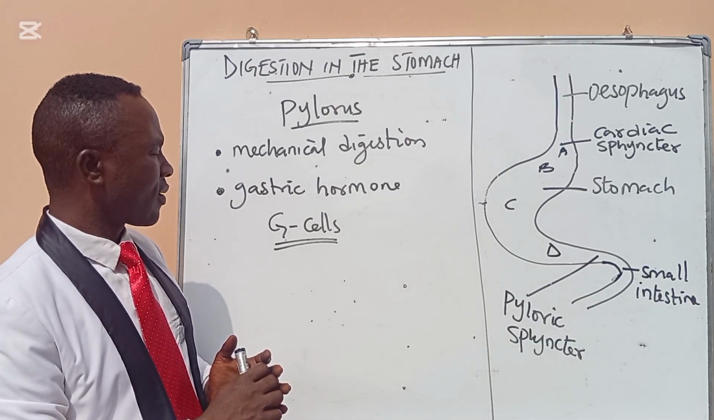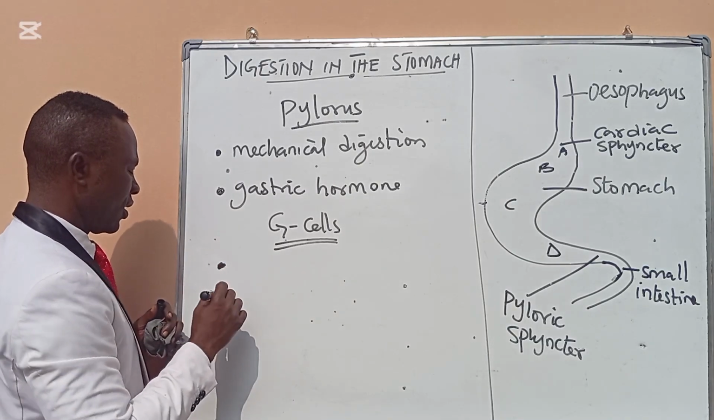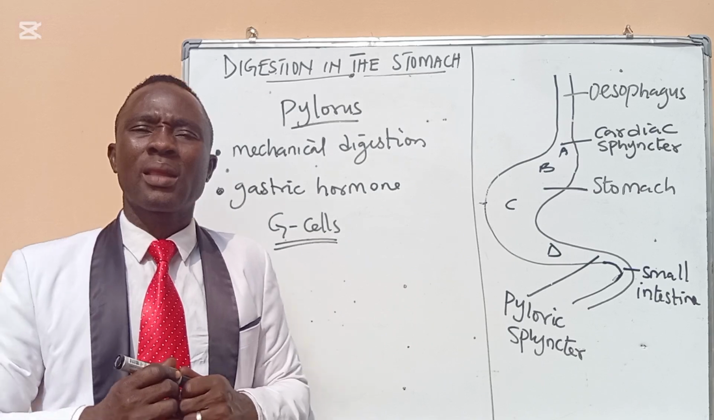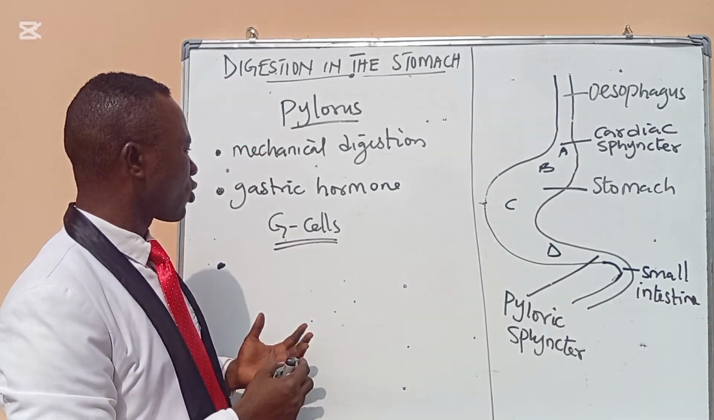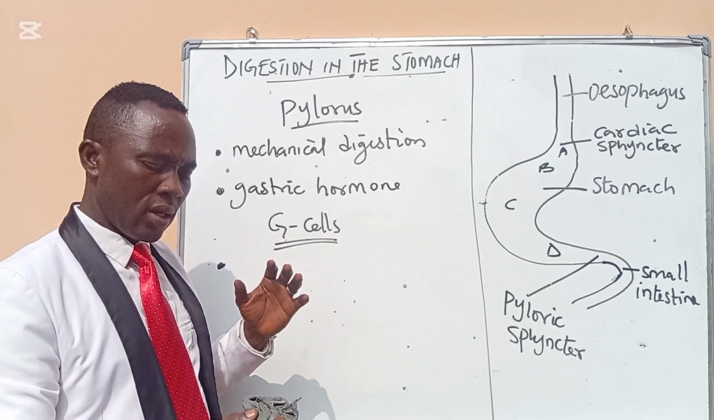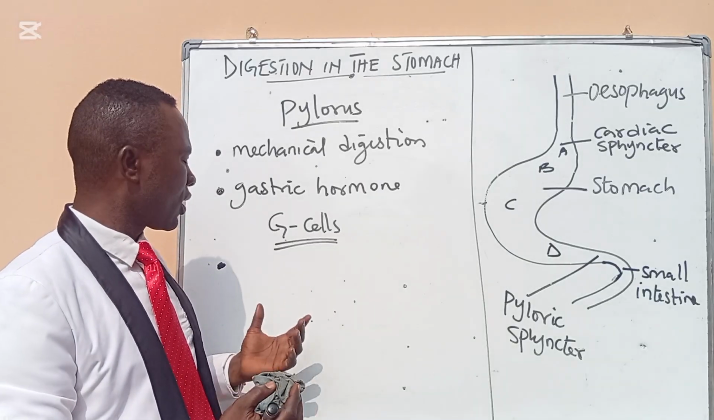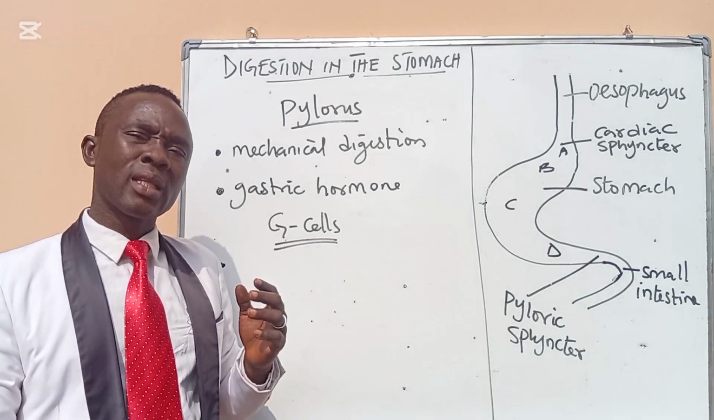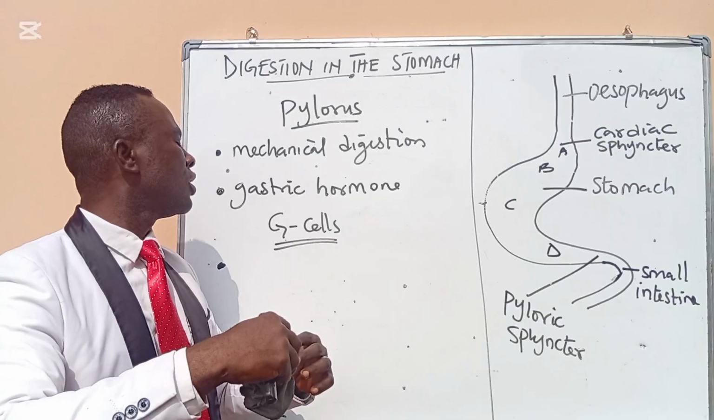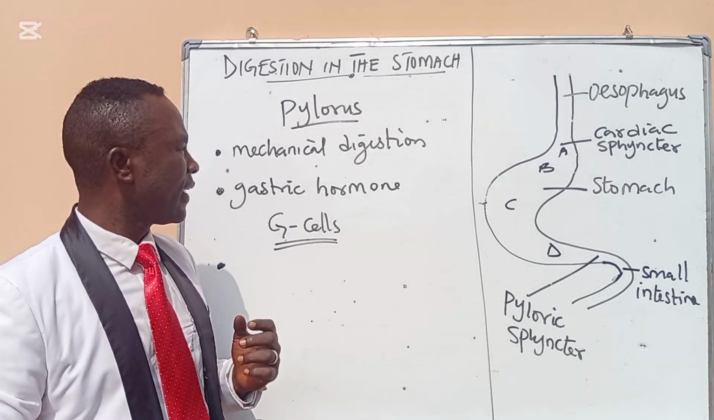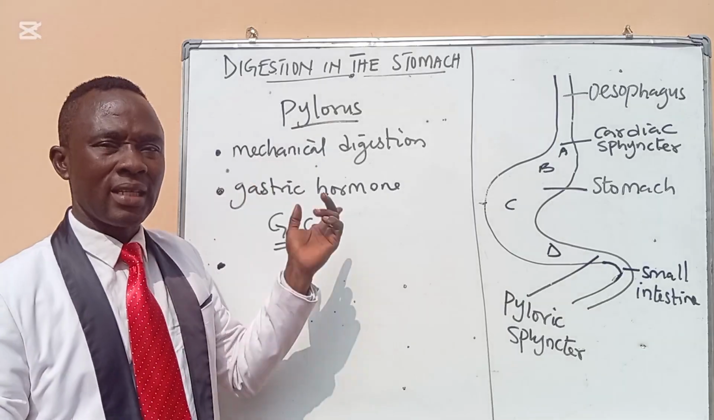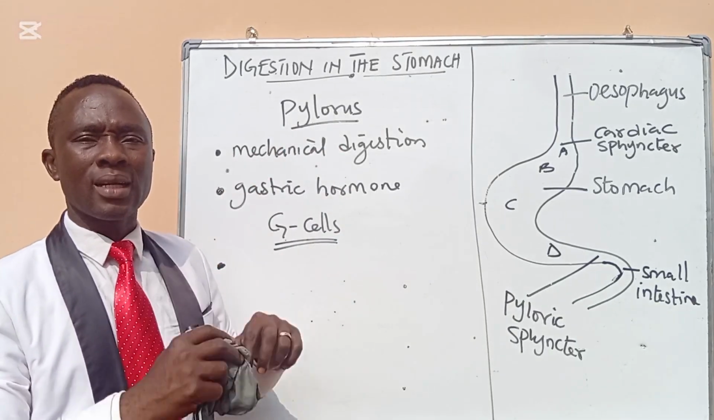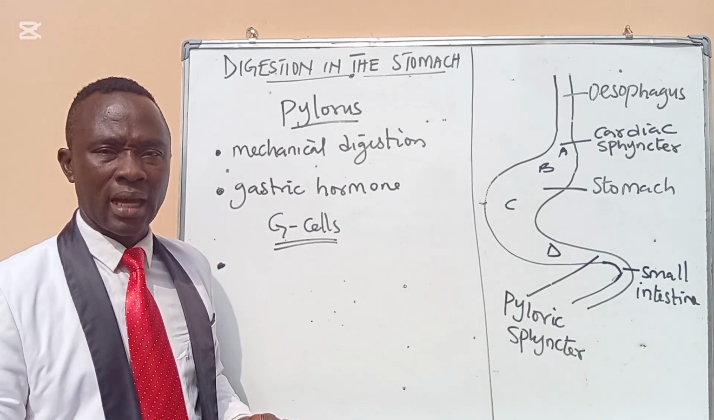Another function is that it controls the entrance of food into the stomach. So movement of food in the stomach is actually controlled here. So anytime food enters from the mouth into the stomach, the gastric hormones will be activated, released to signal the gastric gland to begin to produce enzymes.